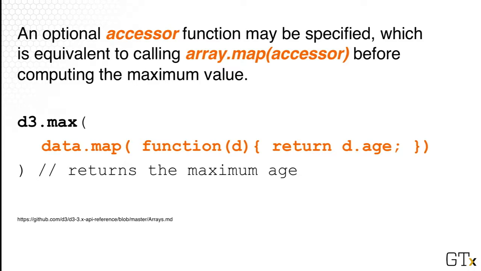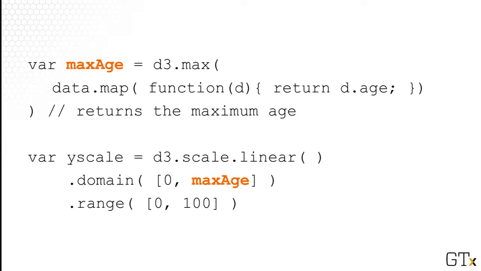In this example, data.map is the accessor. Specifically, we're pulling out the age value from an object. So here's how to put everything together. At the top here, max age is the maximum value returned by the accessor function data.map. And then we use the max age below and put it into the domain.